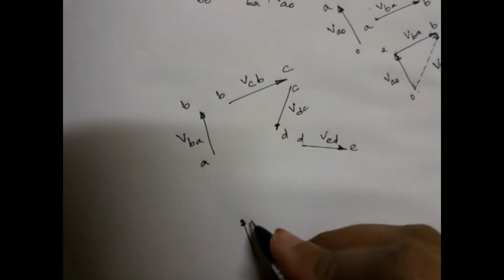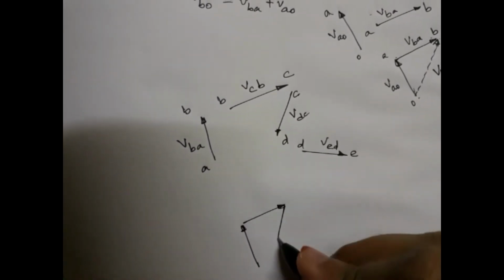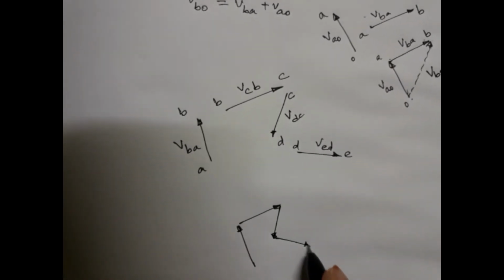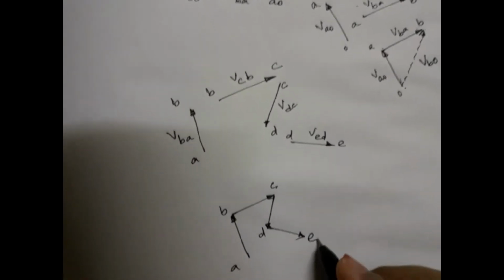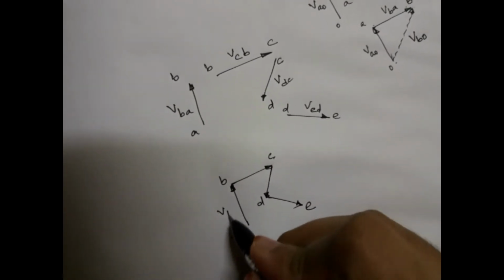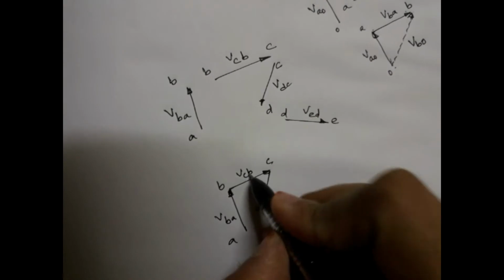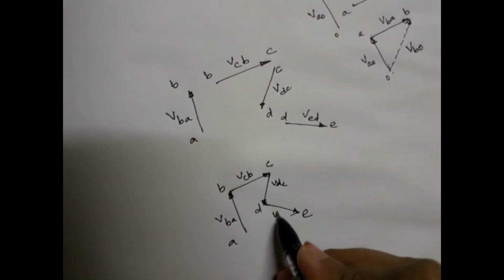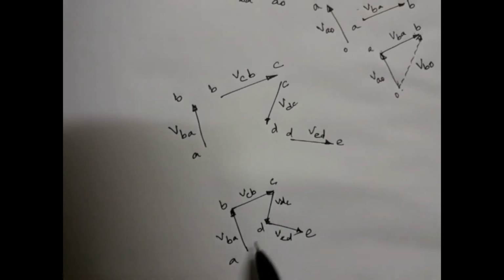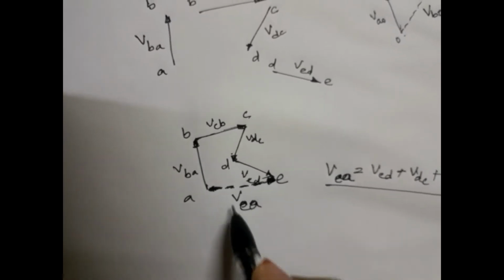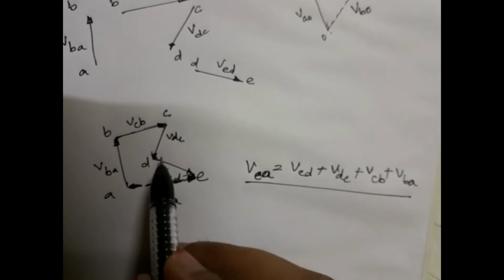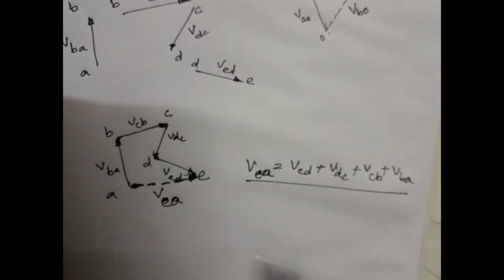So the final will be something like this. So it's A, B, C, D and E. So this is VBA, VCB, VDC and VED. The closing side of the polygon will be the resultant VEA, such that VEA is equal to the sum of all these vectors.